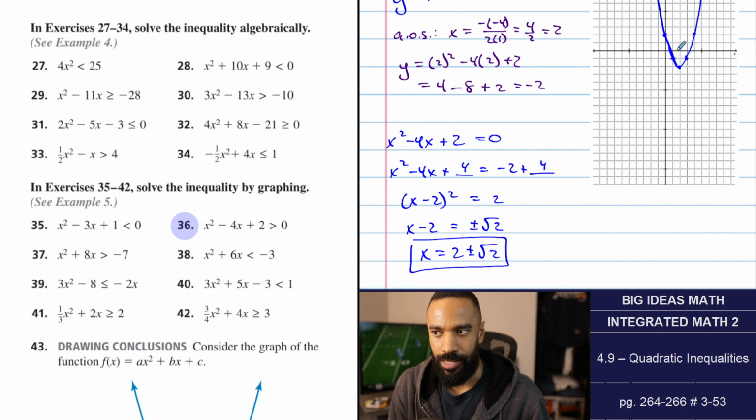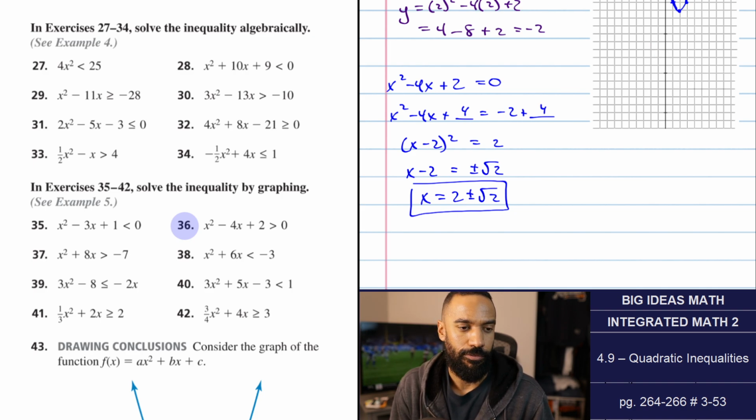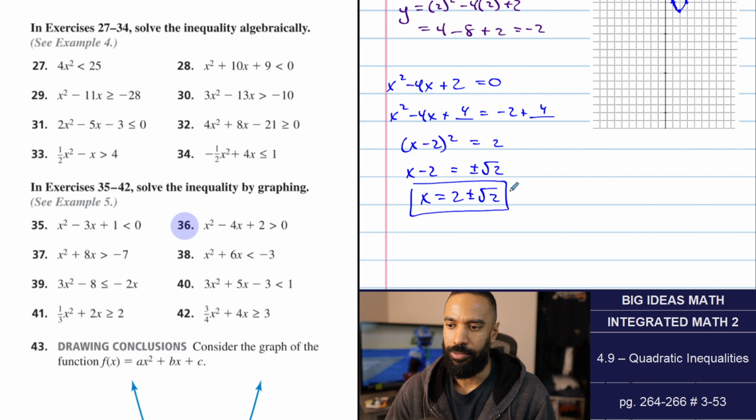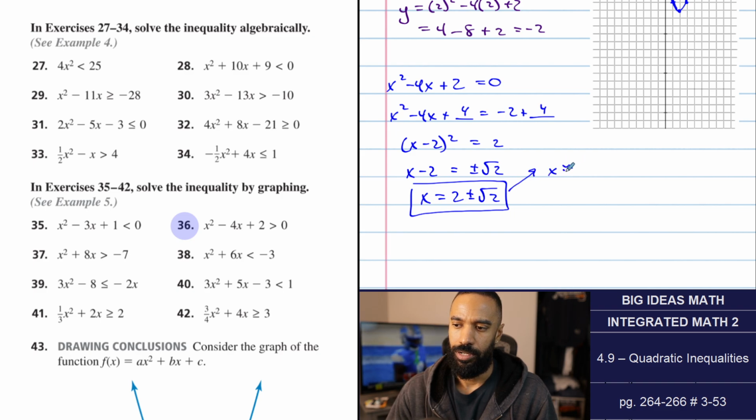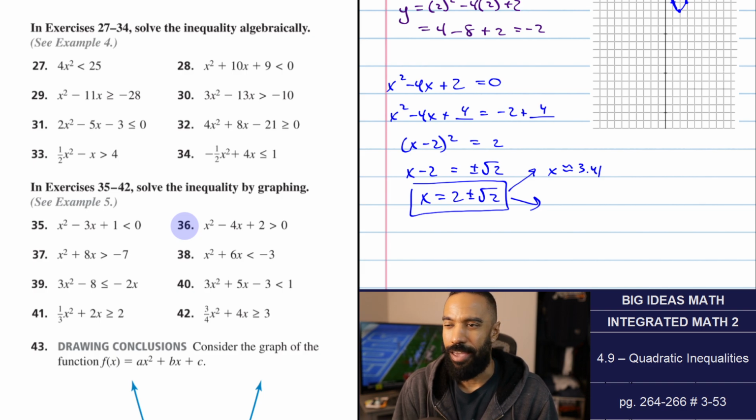Notice that 2 is the axis of symmetry x value, so we're adding root 2 and subtracting root 2. I know root 2 is around 1.4, but I don't know the numbers after that, and I want to round to 2 decimal places. So 2 plus the square root of 2 is 3.41 about, and then 2 minus the square root of 2 is around 0.59. I probably should have known that.